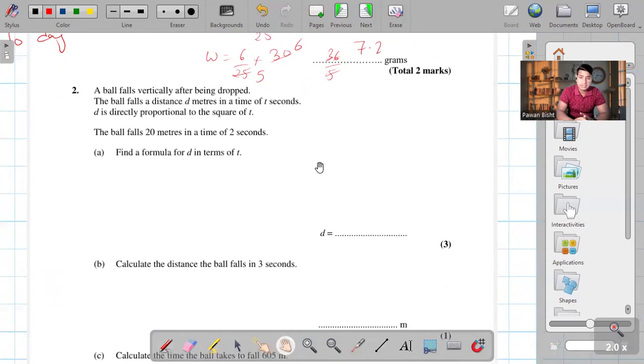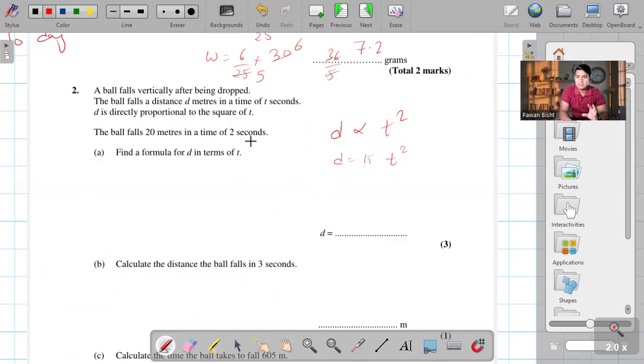Now read the question very carefully, what they are saying. Question 2 says that a ball falls vertically after being dropped. The ball falls a distance d meter in a time of t seconds and d is directly proportional to the square of t, right? d is proportional to t square. So whenever we remove the proportionality sign, a constant k comes, d equals k t square, right?